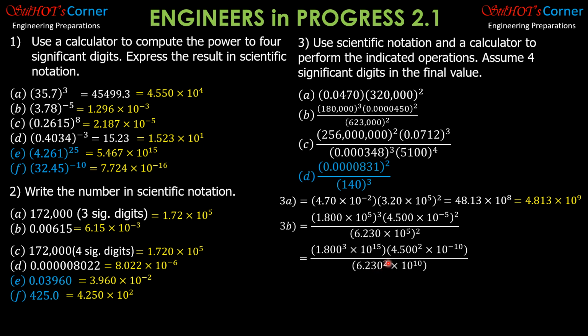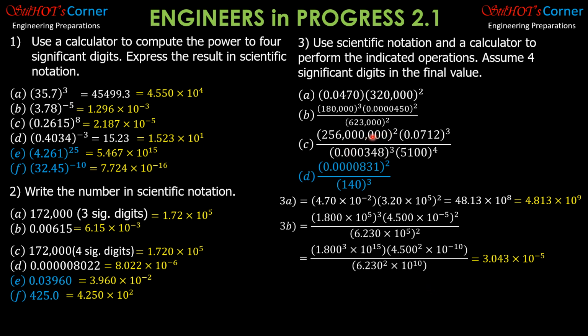Then it will be times 10 to the 15 minus 10 is 5, then minus 10 is negative 5. So it is times 10 to the negative 5, and we put the value of 1.8 cubed times 4.5 squared over 6.23 squared from the calculator. The result is 3.043, and the power of 10 is negative 5. 15 minus 10 is 5, minus 10 is negative 5. Since this is already the proper position of the decimal, that's the final answer, 3.043 times 10 to the negative 5.